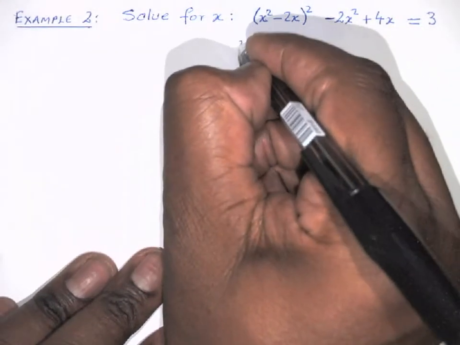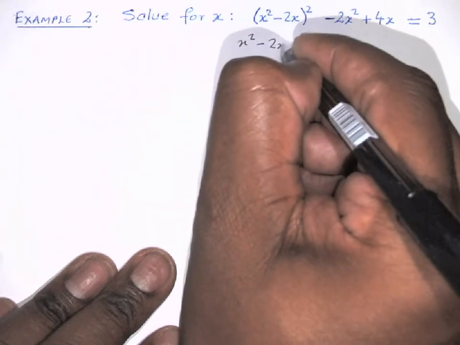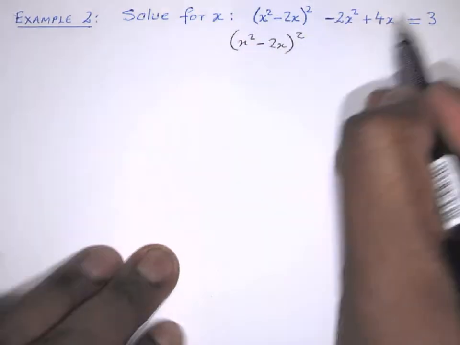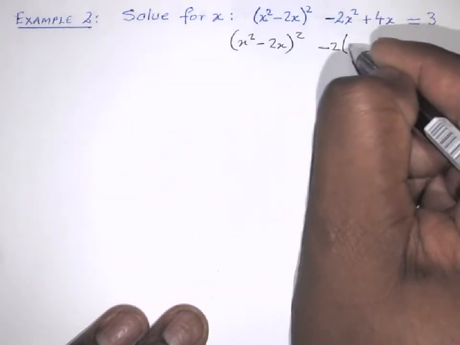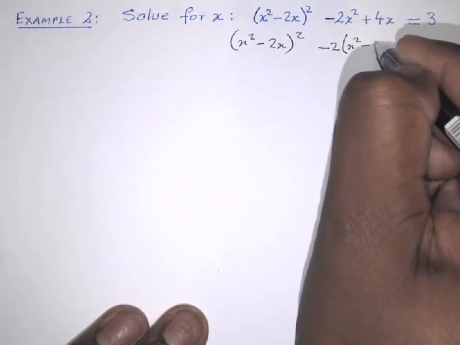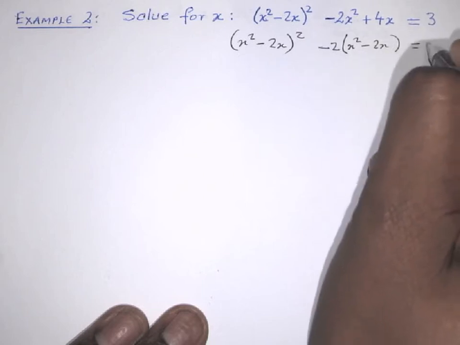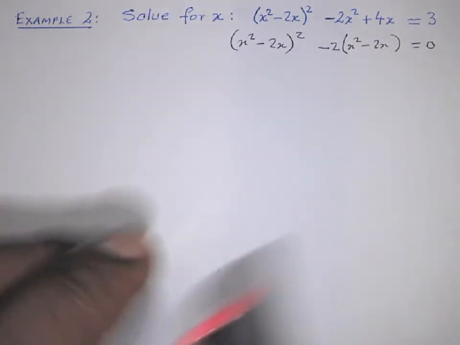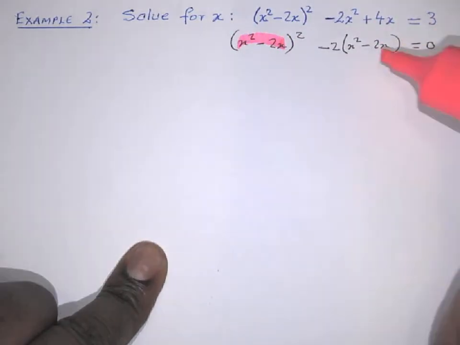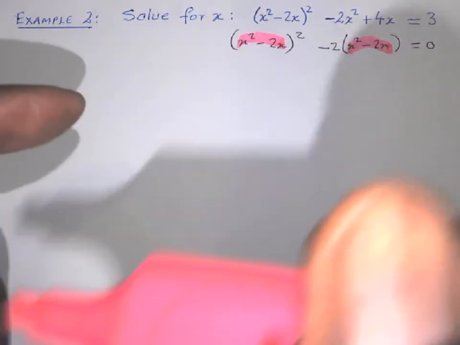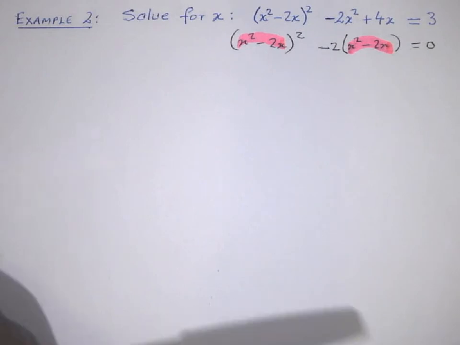I get x squared minus 2x, which was squared. Now if I take out only minus 2, then I'll be left with x squared minus 2x, which is equal to 3. Can you see now that this thing over here, the x squared minus 2x, is the same as the x squared minus 2x over there? That's where we plug in our K method.